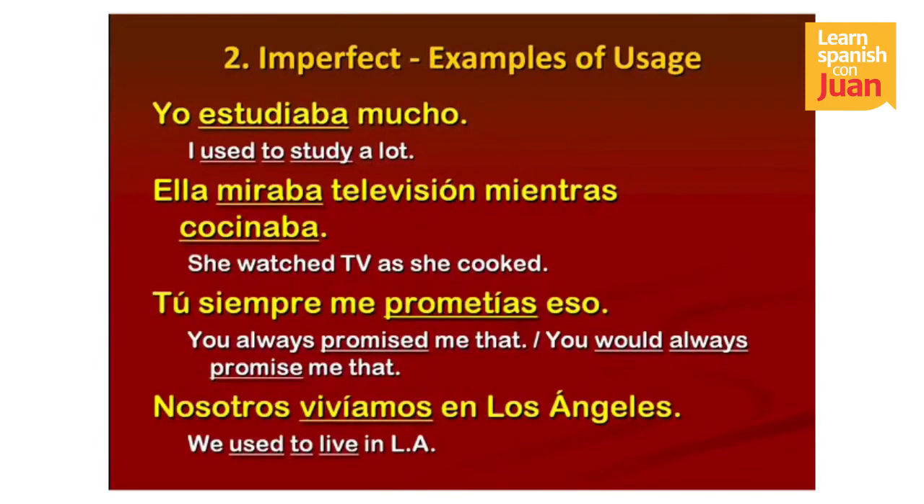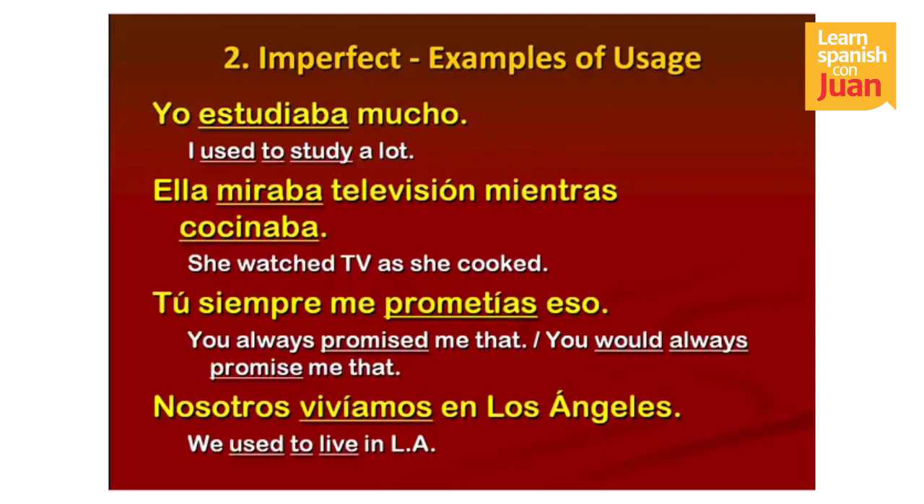Yo estudiaba mucho. I used to study a lot. Ella miraba televisión mientras cocinaba. She watched TV as she cooked. Tú siempre me prometías eso. You always promised me that, or you would always promise me that.